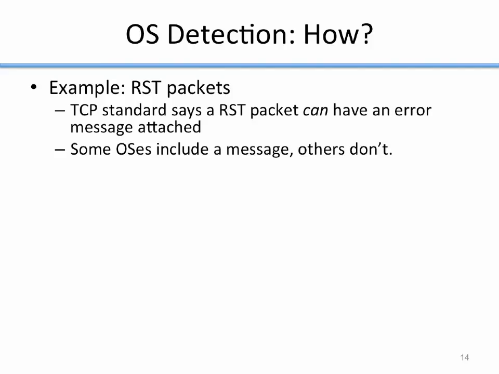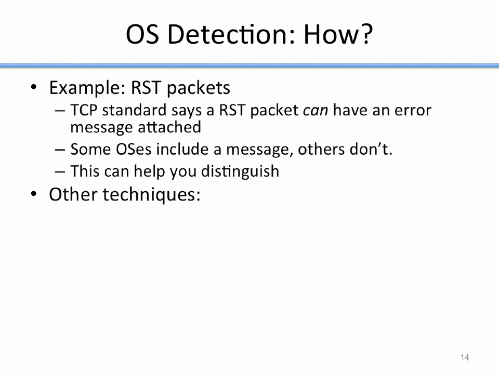So if a reset packet is being sent, it's usually because there was some sort of error that caused the reset packet to be sent, like receiving a packet that you don't know what to do with, you send a reset packet back in TCP. And so some operating systems will include an error message to specify what the problem was, some won't. So I can use that to help me distinguish between operating systems.